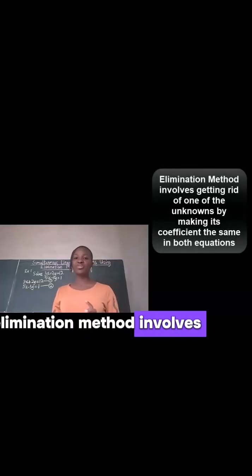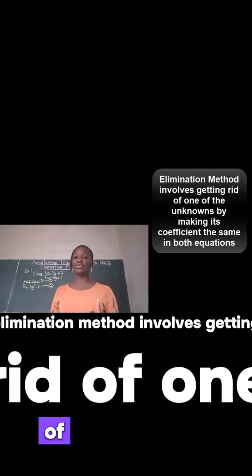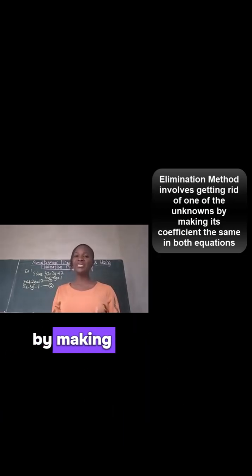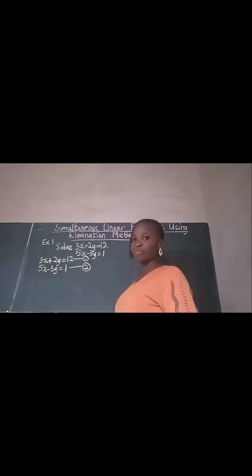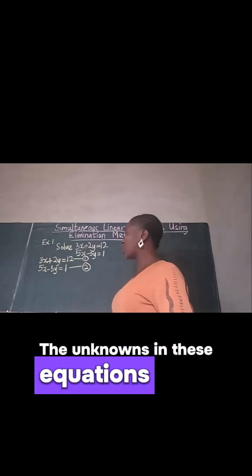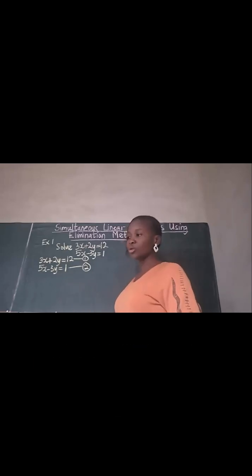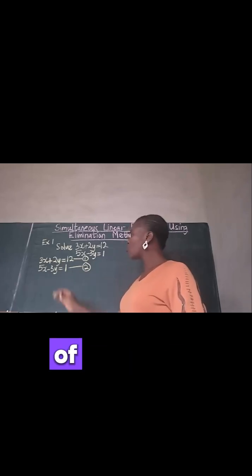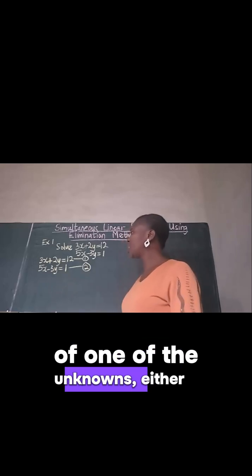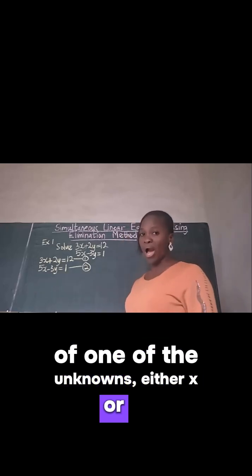The elimination method involves getting rid of one of the unknowns by making its coefficients the same in both equations. The unknowns in these equations are x and y. So we are going to get rid of one of the unknowns, either x or y.